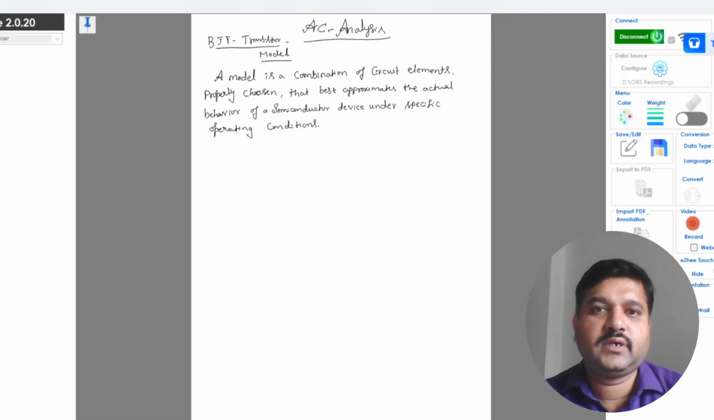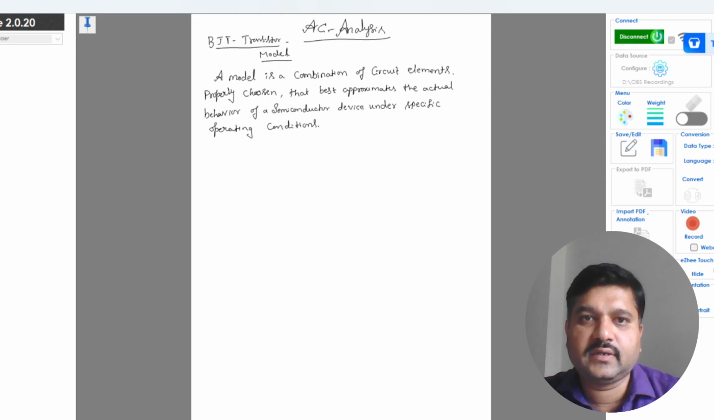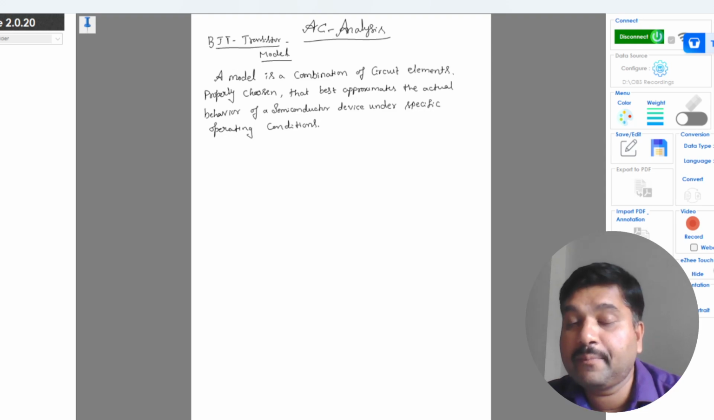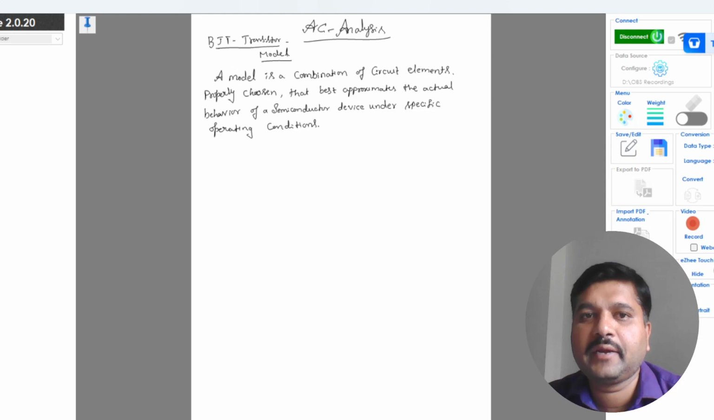Hello everyone. In today's class we will start with the AC analysis. So the BJT transistor, what we are using it for in AC analysis. That means basically this BJT transistor is used for an amplification purpose. That is the main application of using this BJT transistor.